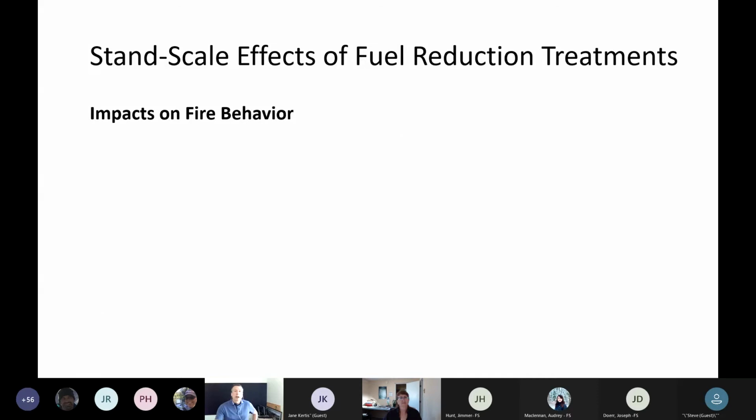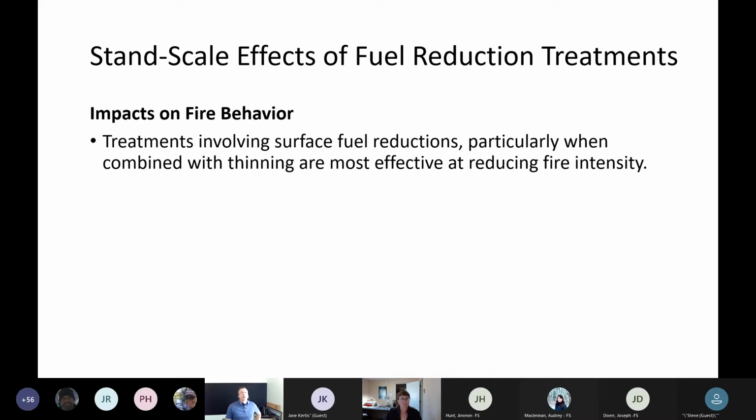So we have to adjust our expectations accordingly based on what weather conditions fires are burning under. Right, and then let's think a little bit about impacts of these treatments on fire behavior, right? So again, that's how fire burns across the landscape, and things like rate of spread and fire line intensities and potentially fire extent.